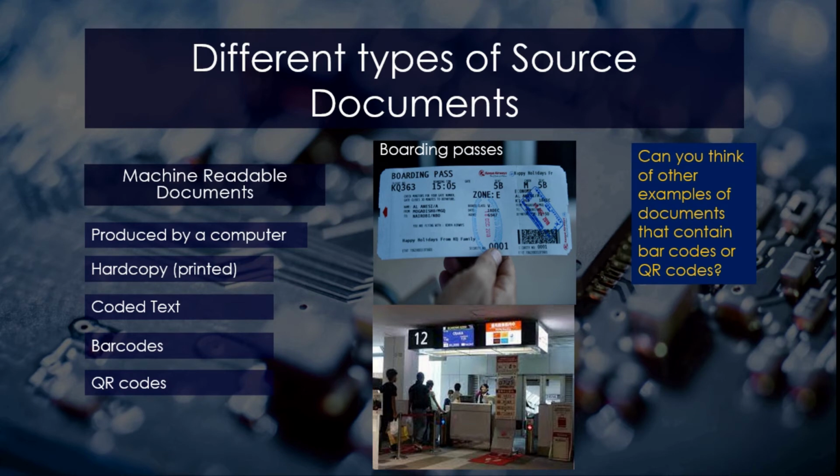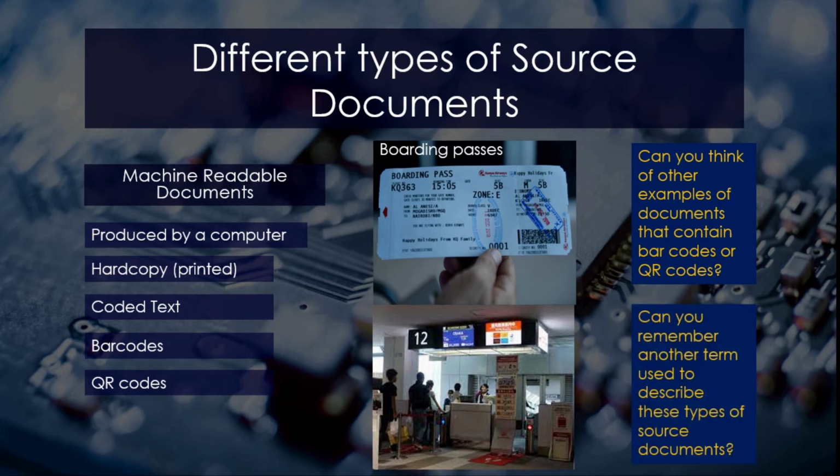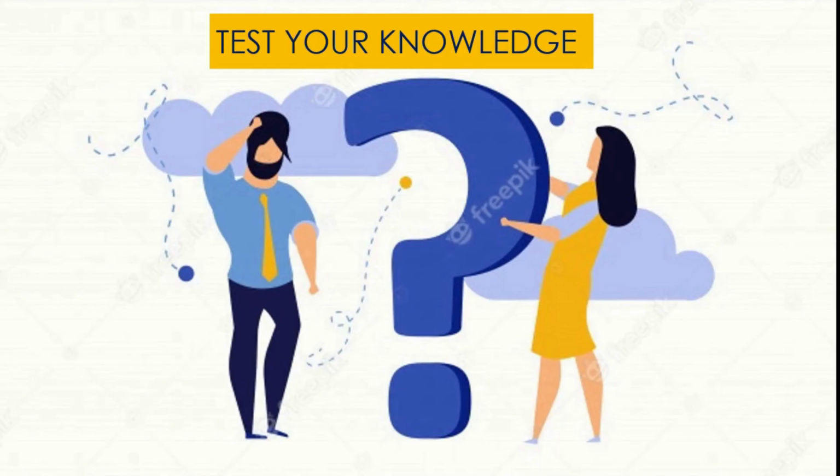Can you think of other examples of documents that can contain barcodes or QR codes? Also, can you remember another term used to describe these types of documents? Before we continue with the lesson, let's take a few minutes to see how much you have learned so far. At this time, you can pause the video to give yourself enough time to think about your answers.